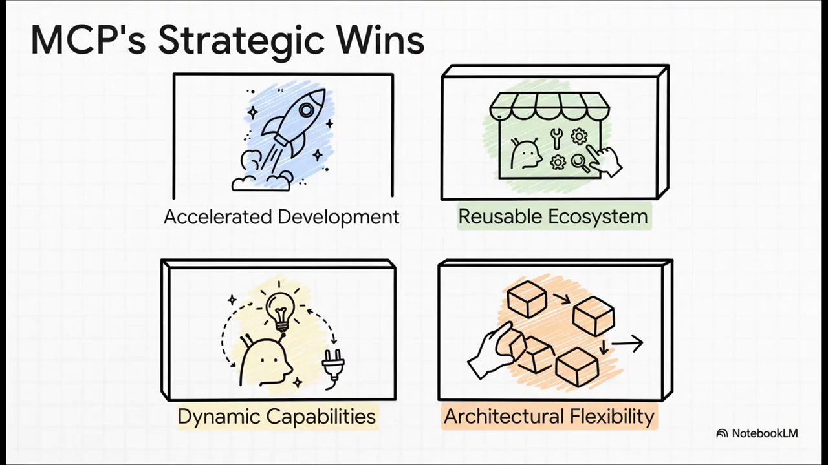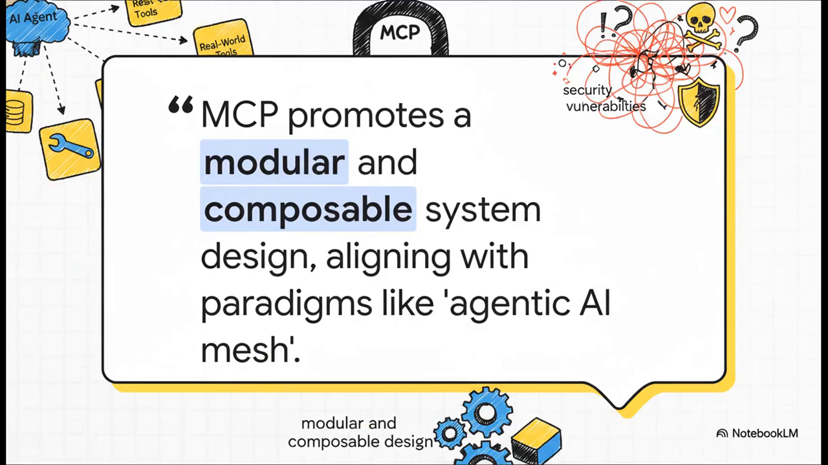So what does this plug-and-play future actually look like? Well, first, development gets way faster because you're not reinventing the wheel every time. Second, you get this amazing reusable ecosystem, like an app store, but for AI tools. Third, and this is a real game changer, agents can get what are called dynamic capabilities, which means they can find and start using new tools all on their own, in real time. And all of that leads to way more flexibility in how we build and maintain these systems. And it's not just about making things easier today. The source material puts it perfectly.